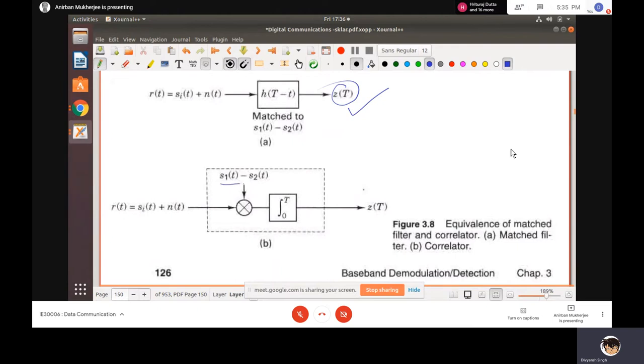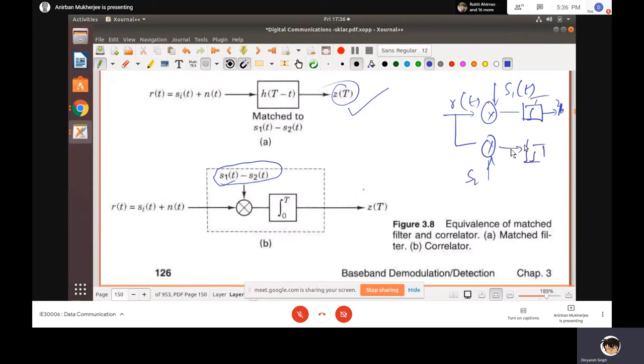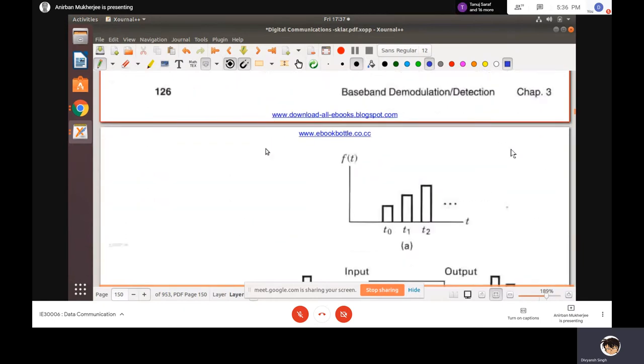Only thing is that they have done only one, s1 minus s2. But in the correlator structure, you can do the way I was explaining: you take r(t), multiply with s1(t), do the integration and get Z1, and you do the same with another multiplier s2 and integration to get Z2. But here you need two multipliers and integrators; rather, you can just use s1 minus s2, and you will find the same expression. So this is actually a better realization. Please read this portion, I am not explaining it. Do the little mathematical calculation and you will get it this way, because it is a much more compact way.